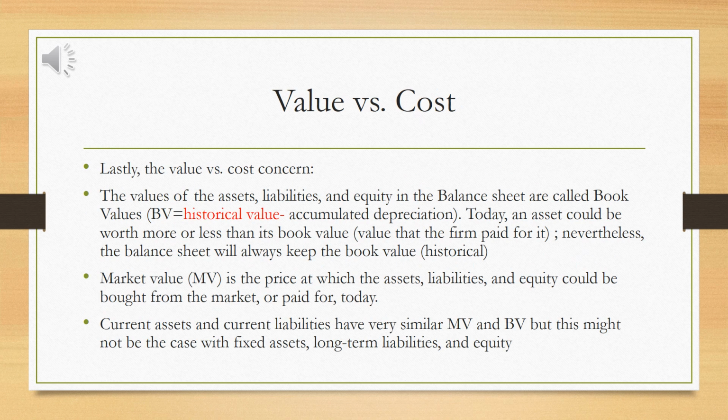Lastly, the value versus cost concern. The values of the assets, liabilities, and equity in the balance sheet are called book values. Book value is the historical value minus any accumulated depreciation in case of land or building. Today, an asset could be worth more or less than its book value, which is the value that the firm paid for it. Nevertheless, the balance sheet will always keep its book value.